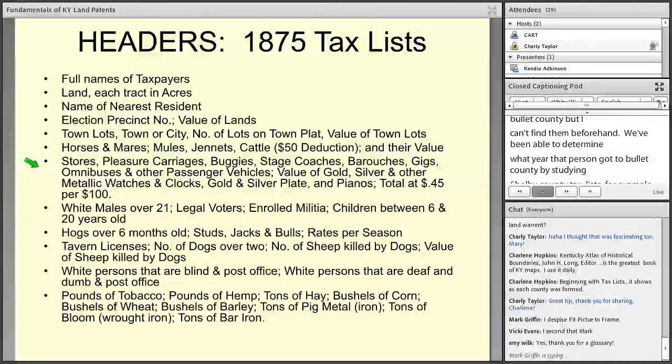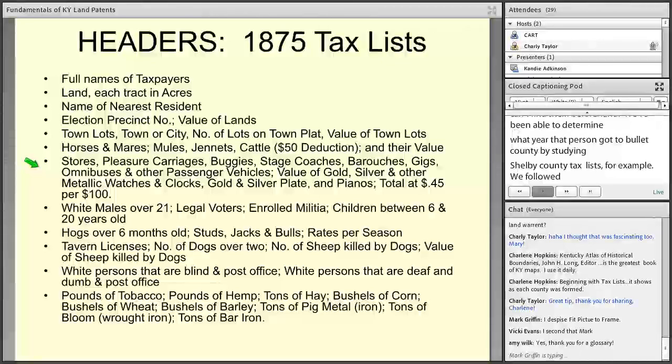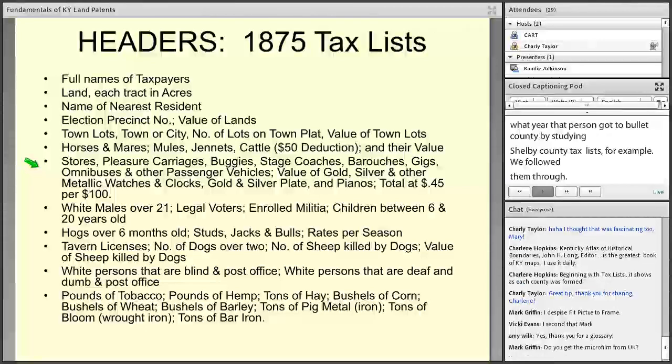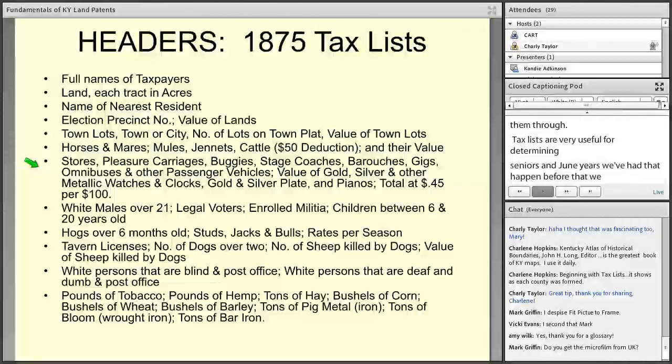With the tax list, you can literally sing happy birthday to a young male who turns 18. Because the columns are number of white males over 21 and then number of white males between 18 and 21. If he's not on the list the year before, and then all of a sudden you have one showing up as 18, you might have a birthday that just happened. Tax lists are very useful for determining seniors and juniors. We've had that happen before, that we didn't realize that there was a man of the same name, so I might need to research two people instead of one. Now, maybe a father and son or younger.